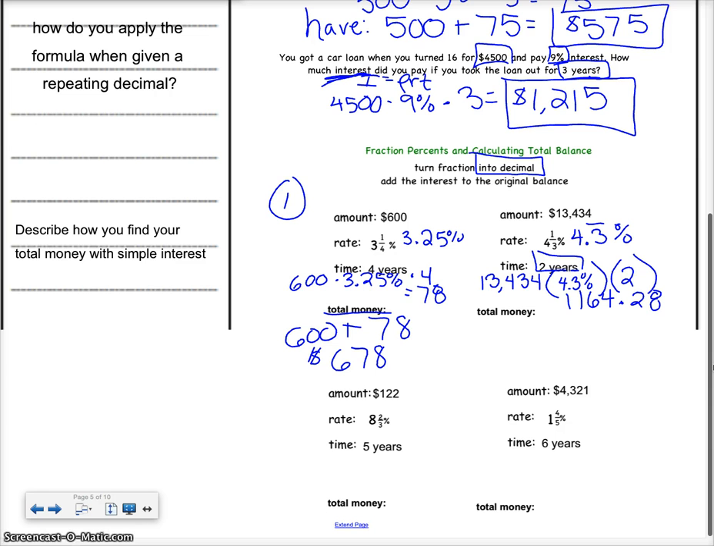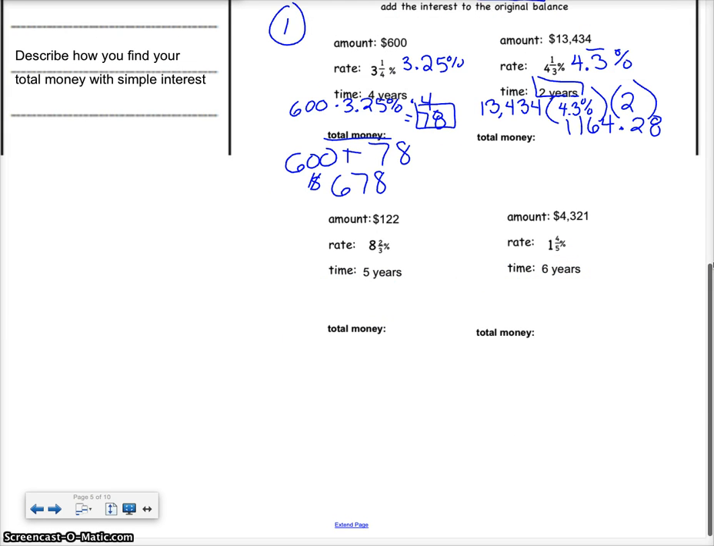Notice, compare it to the interest that you earned after 4 years in the first example. The interest rates aren't that different, but notice the principal is way different. So the more money you invest, the more money you make. So my total money is going to be $13,434 plus $1,164.28. Add them up, and you get $14,598.28. And that's how much money I have.